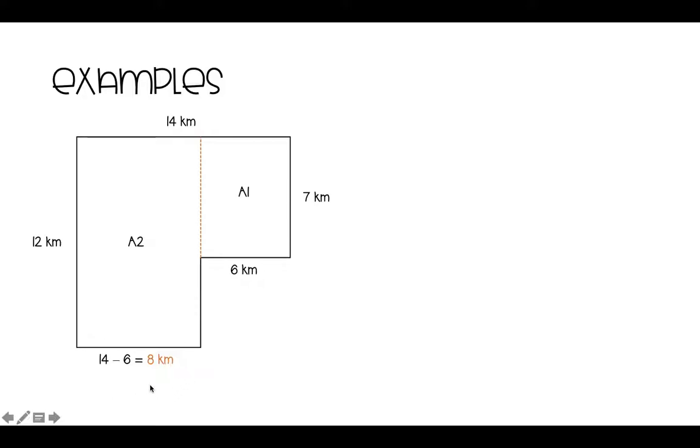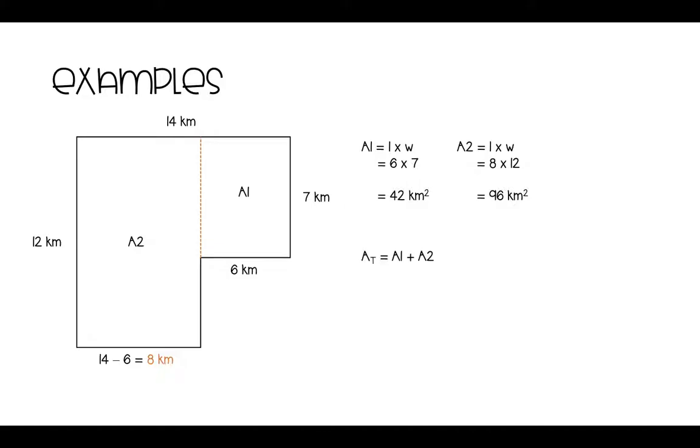So to find the area of area 1, we go length times width. So the length here and the width here are 6 and 7, so we go 6 times 7, which gives us 42 kilometers squared. Area 2 again is length times width. This time our length and our width are 8 and 12 kilometers. So we go 8 times 12, which gives us 96 kilometers squared.